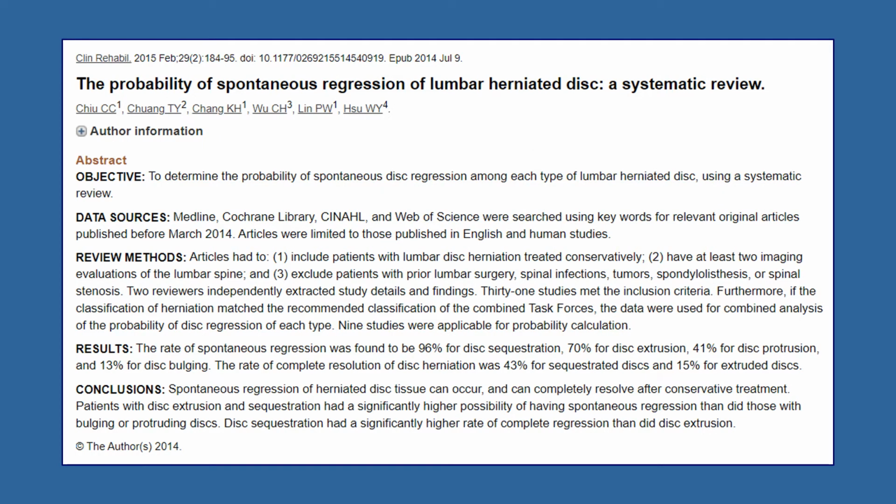And this slide provides the results of a recent systematic review that looked at this concept of spontaneous regression of herniated lumbar discs. And they determined that the vast majority of these seem to regress on their own. And it seems that the highest rate of regression seems to occur for the sequestered fragments as well as disc extrusions, which is really good because those are the herniations that we're most concerned about. And so again, good information to have on your side, especially when you're dealing with patients who have these larger disc herniations.